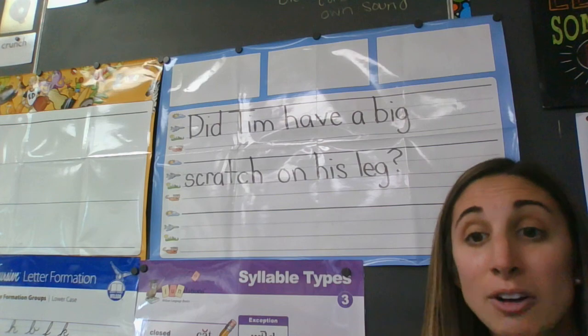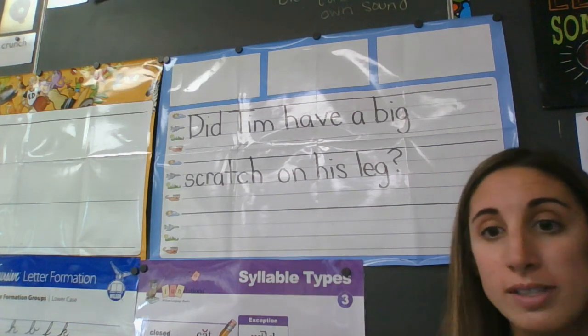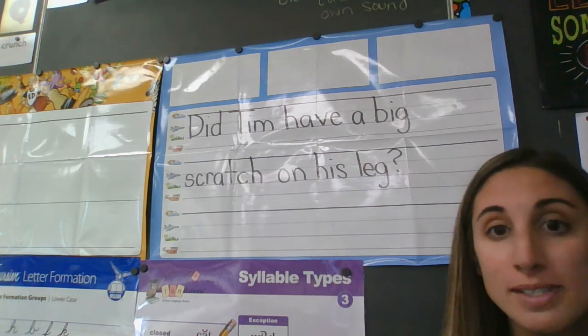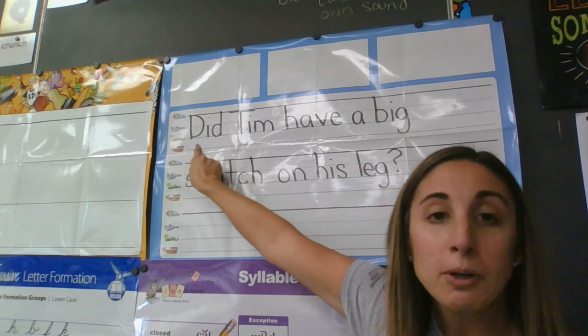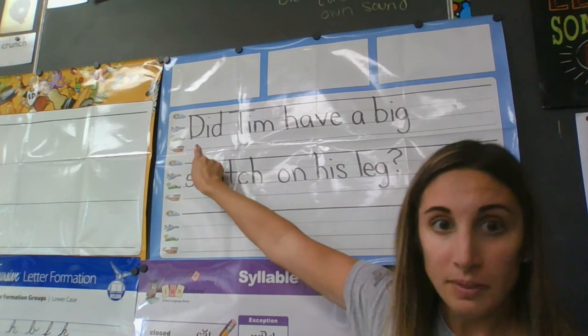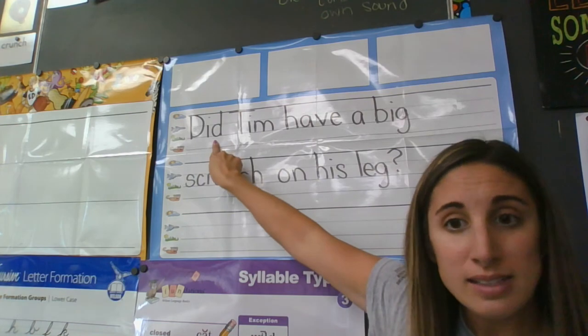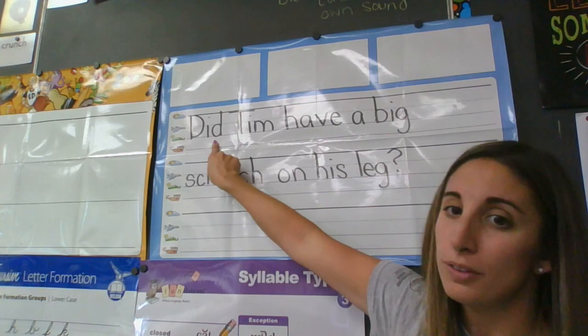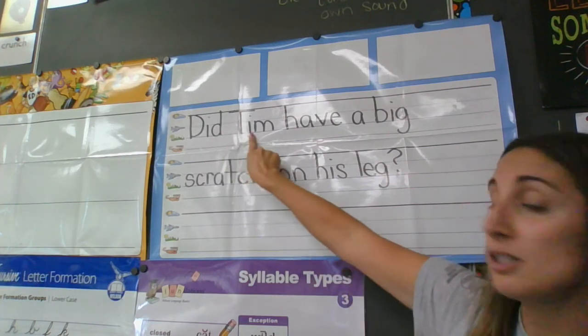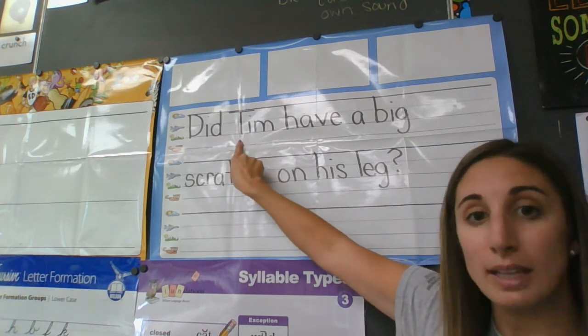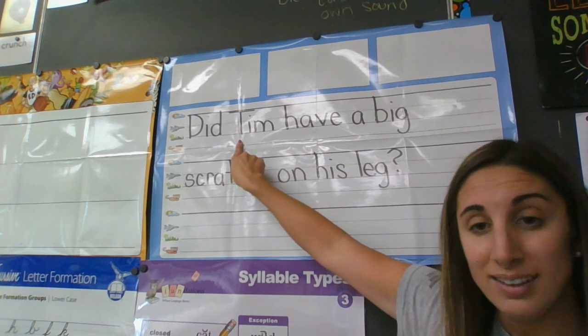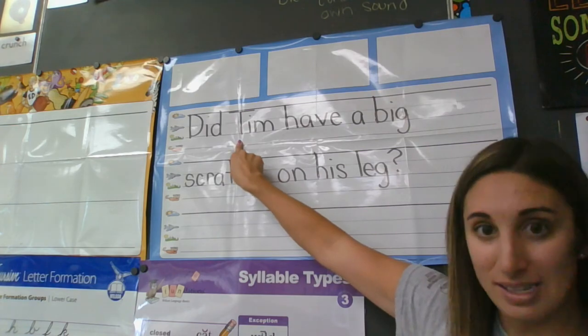Okay, let's see how you did. Go back to your sentence on your paper or on your slate and point to the first word. Did. Check your capital letter at the beginning. Did you remember it? Check your B's and D's. Are they going backwards? Hopefully not. Move to the next word, Tim. It's a proper noun, right? So it has to start with a capital letter. Did you remember that? If not, please fix it.